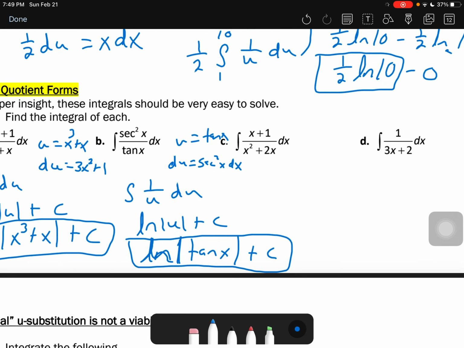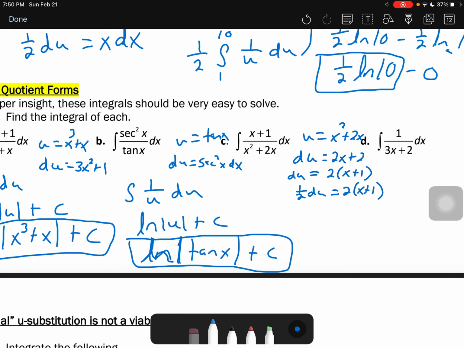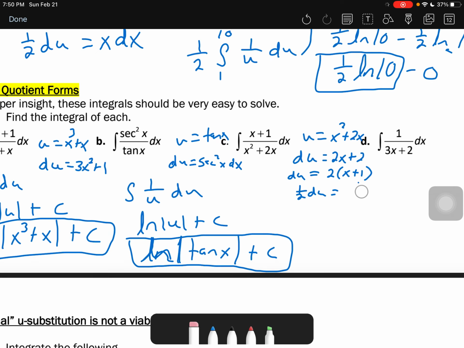Okay, I didn't have a lot of space in these, I apologize for that. If we let u equal x squared plus 2x on this one, du would equal 2x plus 2. And in this one, you can see this is only x plus 1, this is 2x plus 2, which if I factor out a 2, I'll get that. And so 1/2 du equals x plus 1.